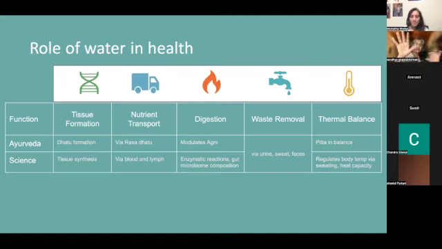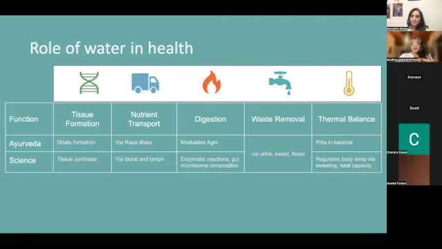Nutrient transport, again, via rasa dhatu, via blood and lymph. That's the parallel in science. There's a pretty strong connection between water and Agni, or digestion. And in science, you can think about it as water as a reagent. It's basically a chemical that enables or participates in multiple biochemistry reactions.